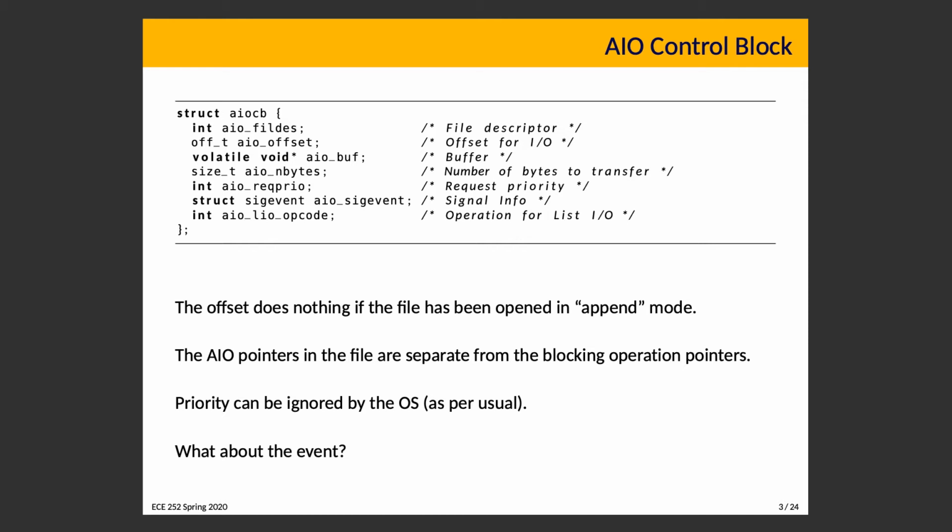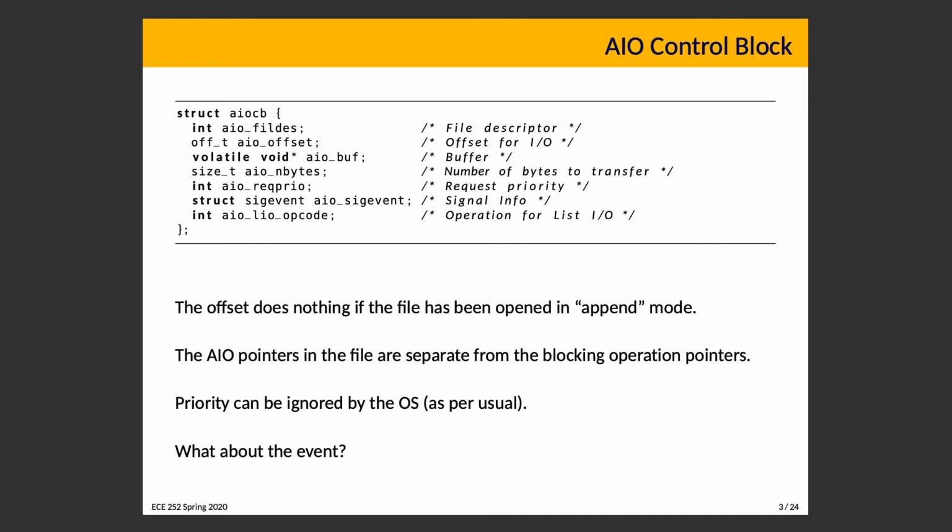Now, request priority is a hint to the operating system as to how you think things should be scheduled. If you think this operation is more or less important than another one, you can indicate that by using the priority. Otherwise, just leave it at 0. I would recommend using memset on the AIO control block whenever you create it, and it just blanks out all the fields that you don't need or don't use, and that will suffice.